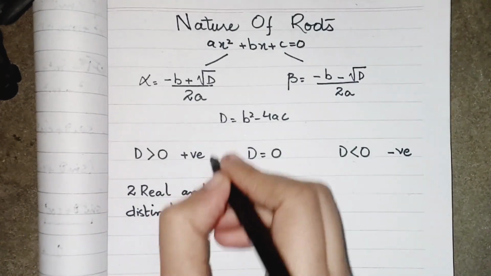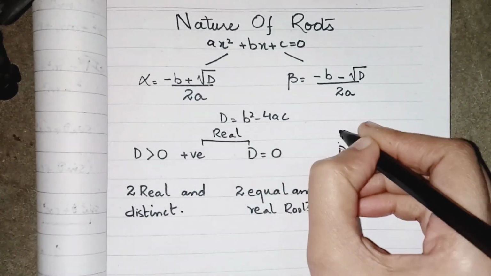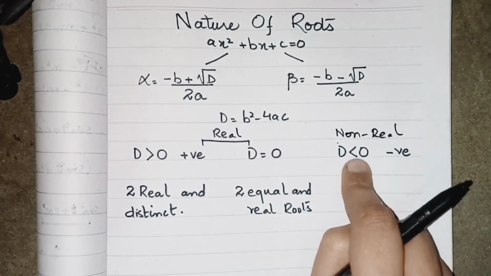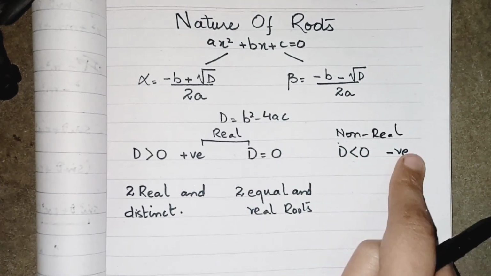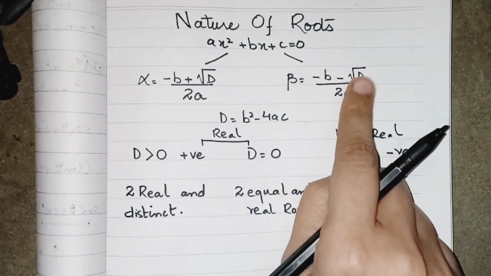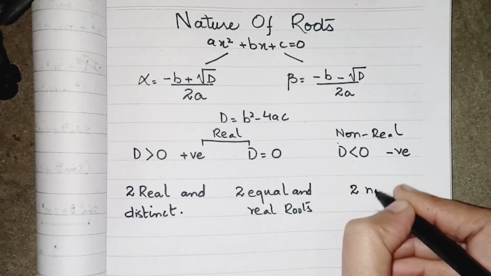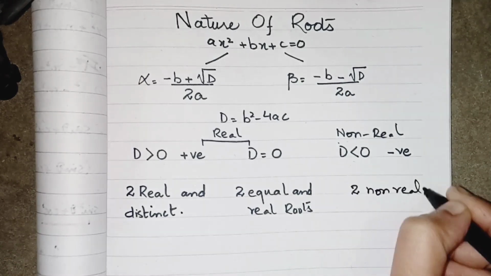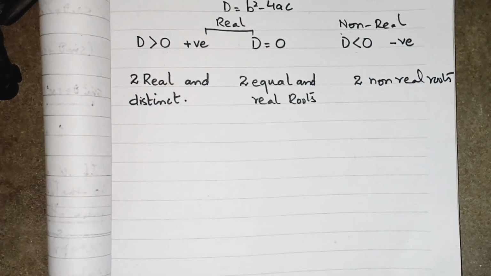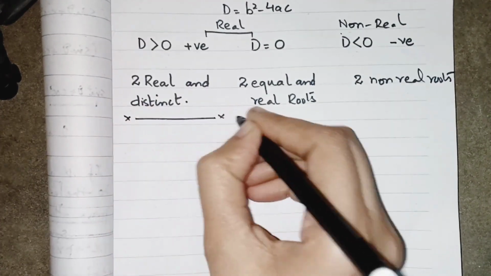Which means this one is non-real, because D is a negative number, and we know that whenever we have a negative number inside the root, it is an imaginary number. So we can say that we have 2 non-real roots.